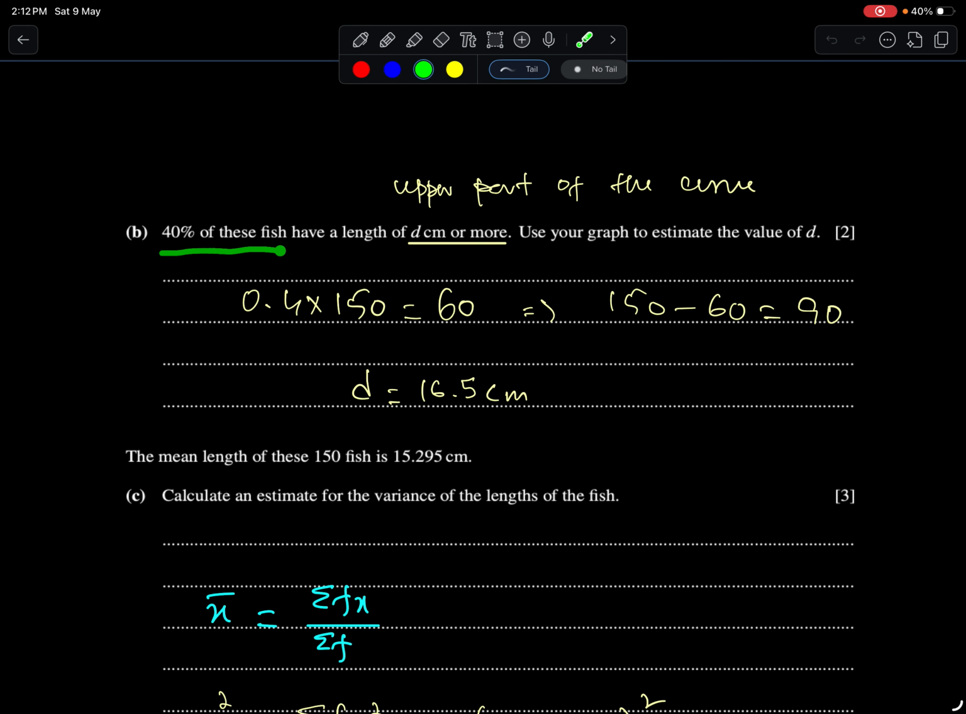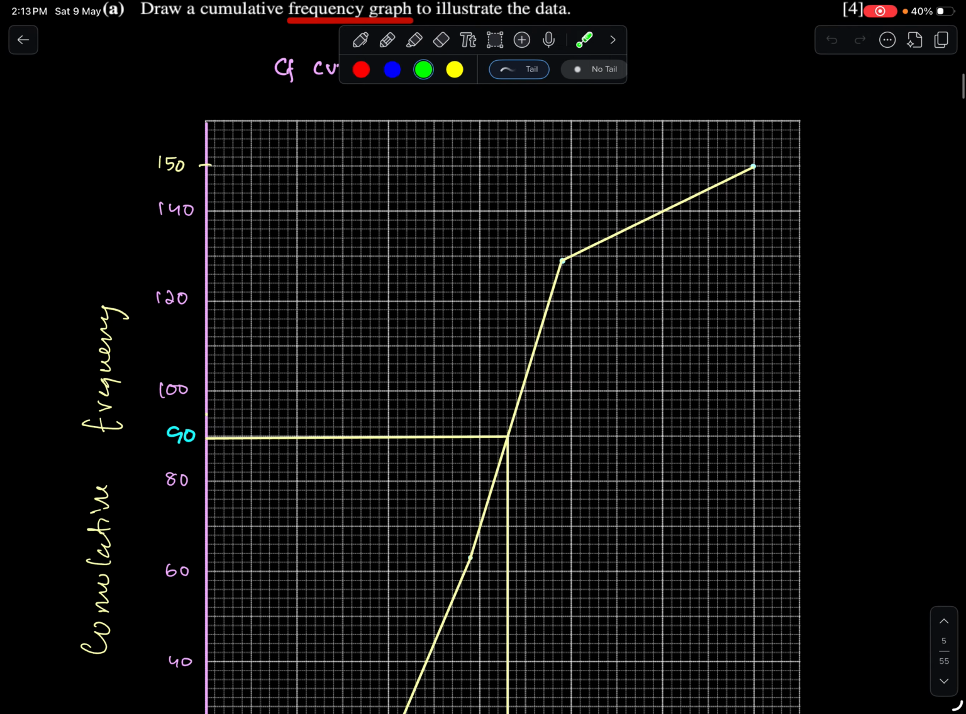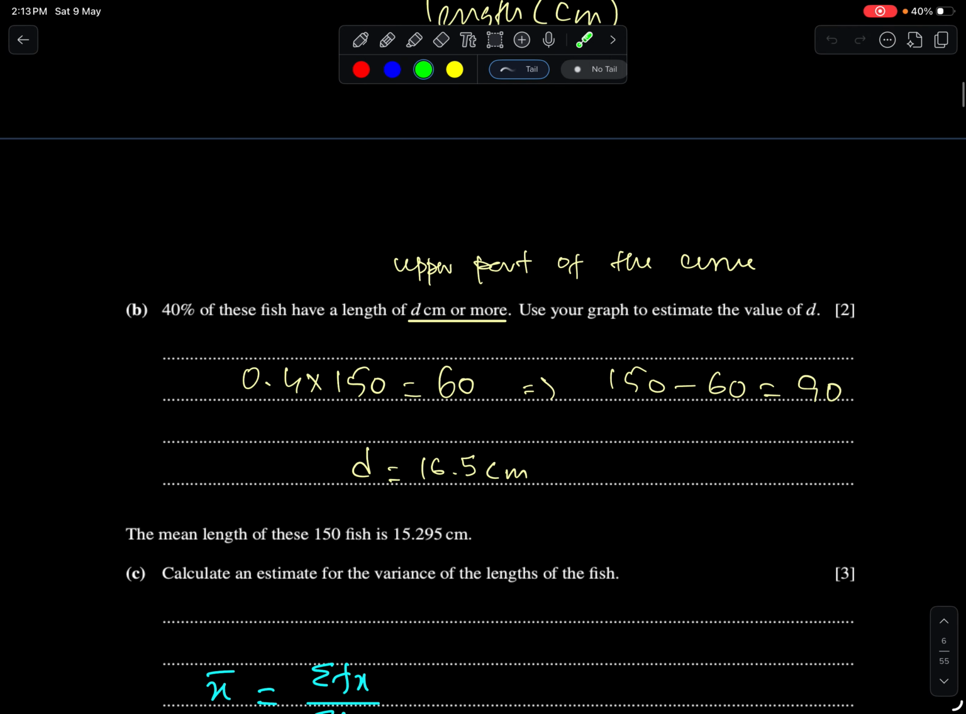40% of these fish have a length d centimeters or more. Use your graph to estimate the value of d. Or more means take the upper part of the graph. This part. So 40% is 60. So 150 minus 60. Whenever it says more, get the percentage first. Now subtract this from the total.